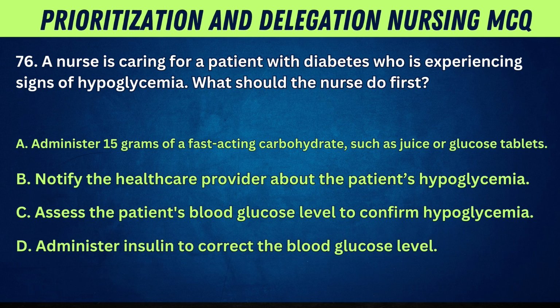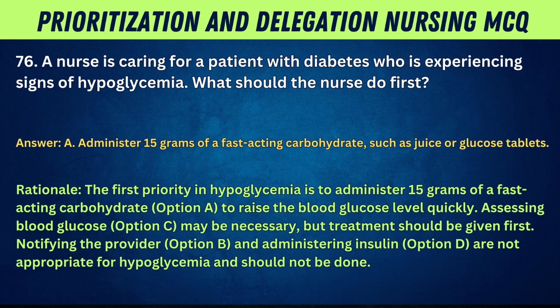76. A nurse is caring for a patient with diabetes who is experiencing signs of hypoglycemia. What should the nurse do first? A. Administer 15 grams of a fast-acting carbohydrate, such as juice or glucose tablets. B. Notify the healthcare provider about the patient's hypoglycemia. C. Assess the patient's blood glucose level to confirm hypoglycemia. D. Administer insulin to correct the blood glucose level.